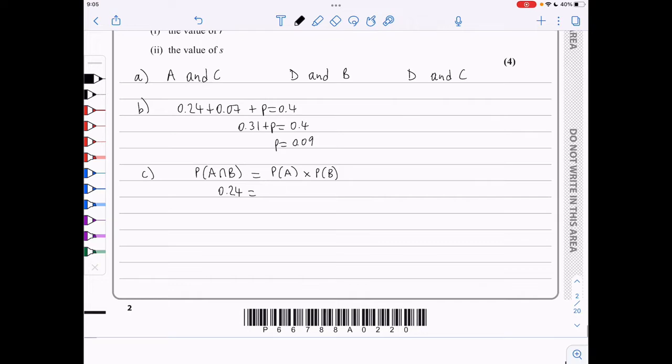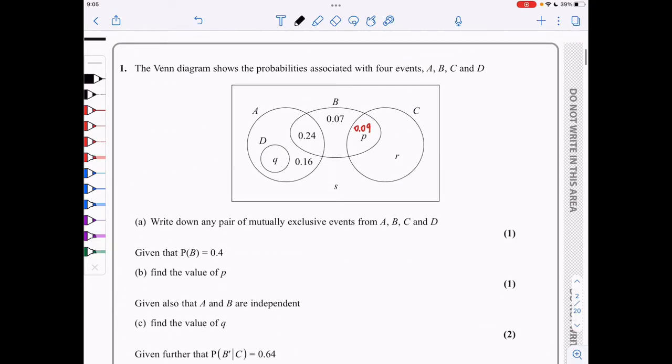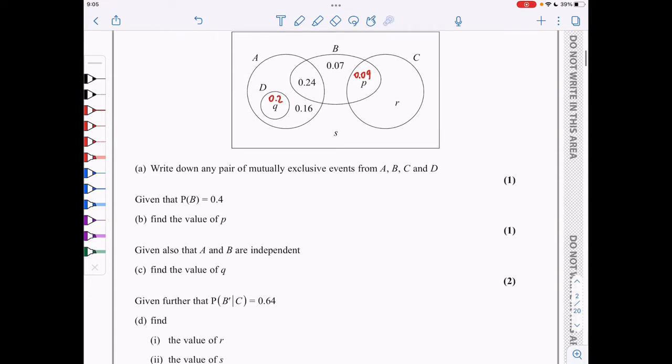The probability of A, I'm adding all the regions, the 0.24, the 0.16, and the Q. And the probability of B, we know from the previous part that it's 0.4. I will divide and get 0.6 is 0.4 plus Q. So Q is 0.2. And once more, I will update the situation here. That's the 0.2.